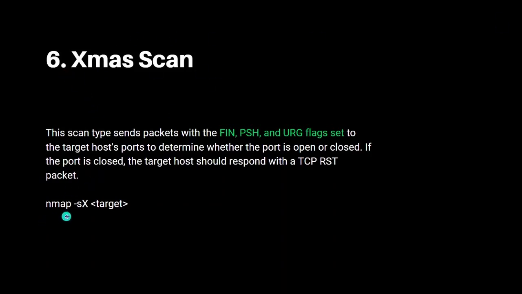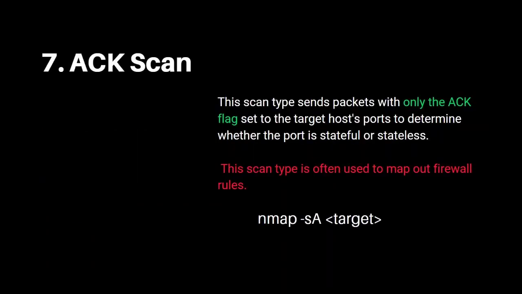The seventh one is the ACK scan. An ACK scan is like asking a friend if they are free to hang out and checking if they respond with a confirmation or denial. This type of scan sends packets with only the ACK flag set to the target host ports to determine whether the port is stateful or stateless. This scan type is often used to map out firewall rules. To do an ACK scan, we write nmap, then space -sA and then the target.